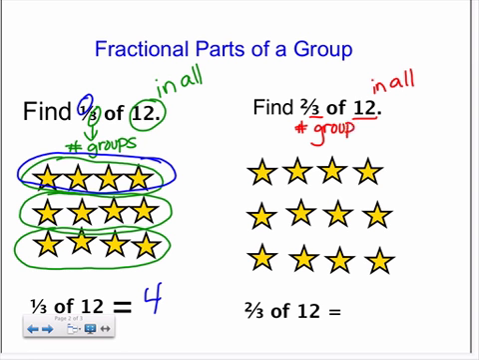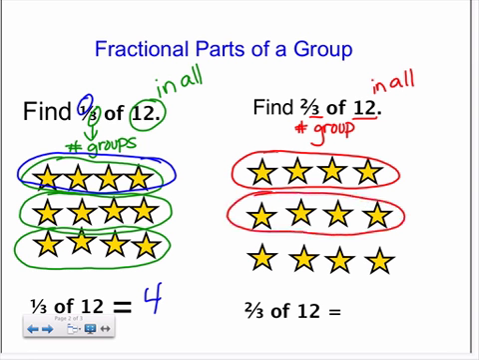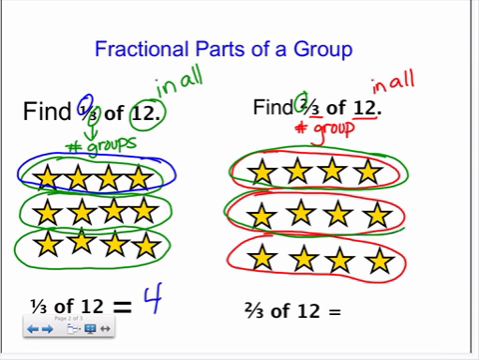Once again, I see that I can make 1 equal group, 2 equal groups, and 3 equal groups. The numerator, the top number, shows us that we are asked to tell how many stars there are in 2 of those equal groups. If I consider 4 from the first group plus 4 more from the second group, I see that 2/3 of 12 equals 8 in all, because we have 4 from the first group plus 4 from a second group, which equals 8.